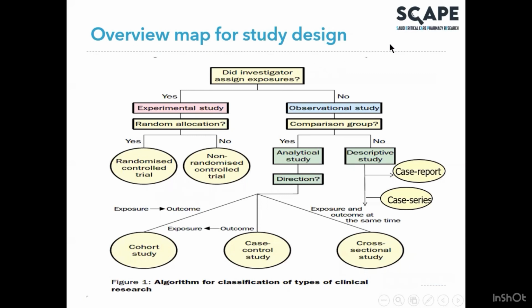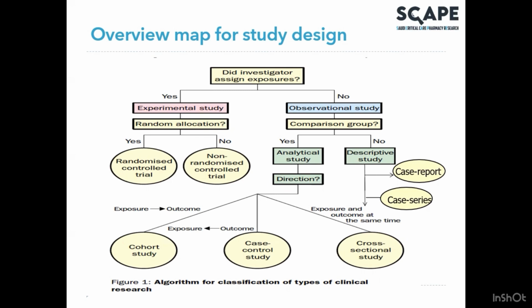And this is an overview map of the study designs. Let's review this map together. So the investigator should ask himself whether he should assign an exposure to the target population or not. If he should assign the exposure, then this is an experimental study, because the investigator intervenes in the study group and assigns some exposures.